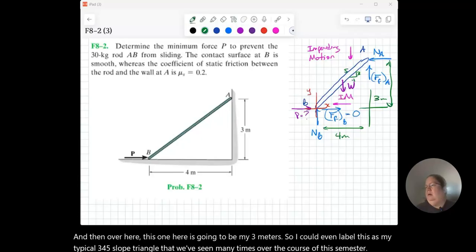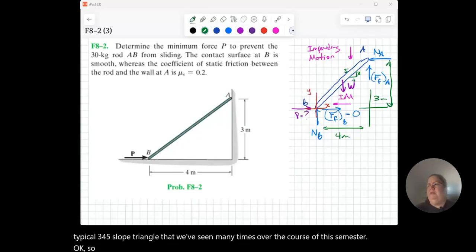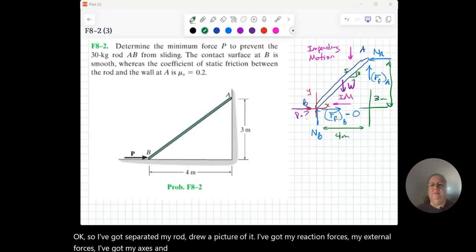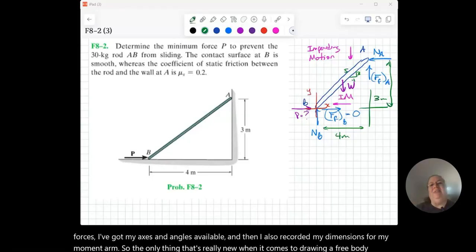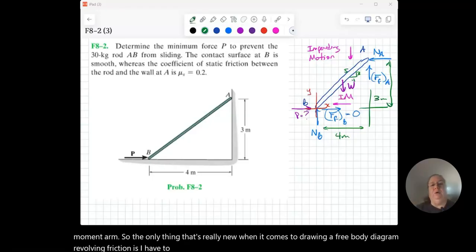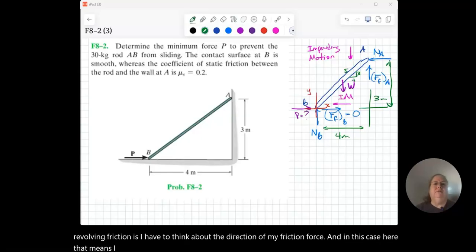Okay, so I've separated my rod and drawn a picture of it. I've got my reaction forces, my external forces, my axes and angles available, and I also recorded my dimensions for my moment arm. So the only thing that's really new when it comes to drawing a free body diagram involving friction is that I have to think about the direction of my friction force. In this case, that means I need to know the direction of this impending motion. If my rod does start to slip, what direction is it going to start to slip?